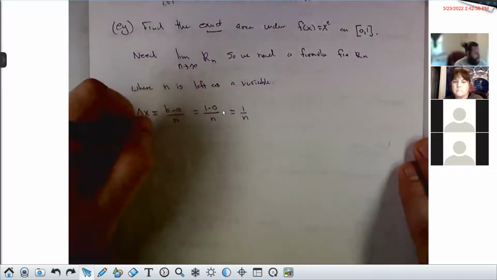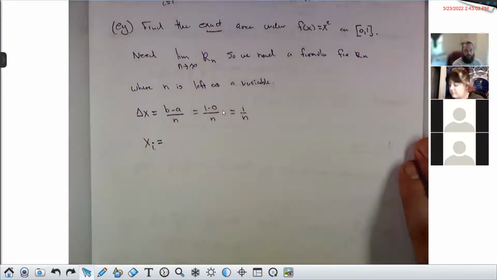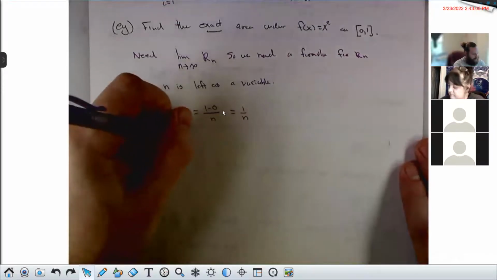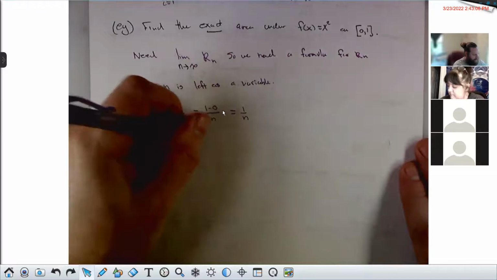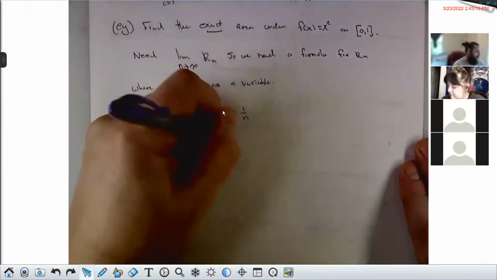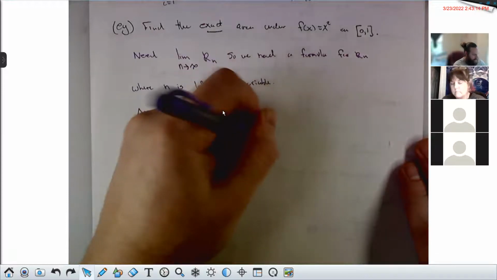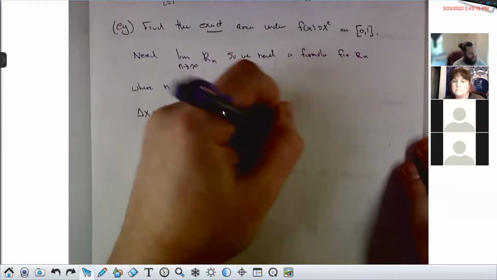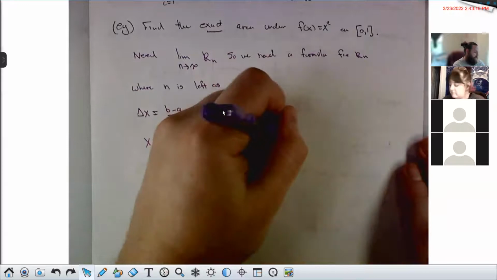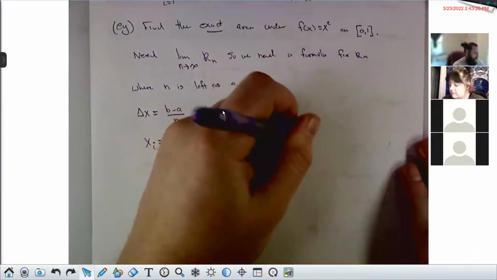The other thing we need, I got to know those xi's. I need to know the endpoints of my subintervals. And that always follows from the rule xi equals a plus i times delta x. A is 0, i is i, delta x is 1 over n. So this is just i times 1 over n.